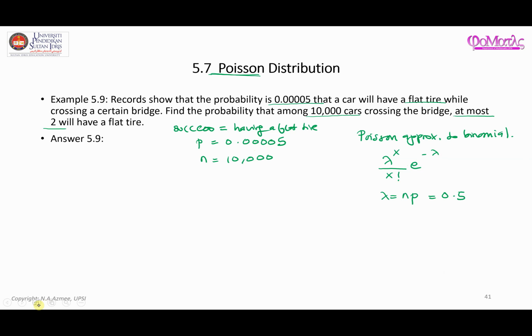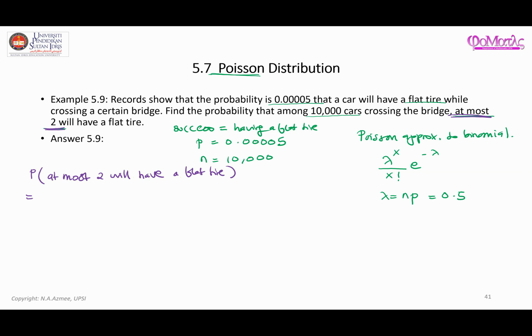Now let's look at how we can solve this. The question is asking us to find the probability that at most 2 will have a flat tire. When you talk about at most, that means the number cannot go more than 2. So if you translate that into a mathematical statement, you're talking about the value of x being less than or equal to 2.